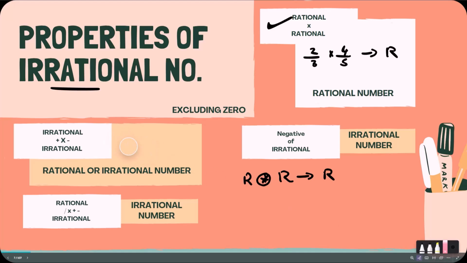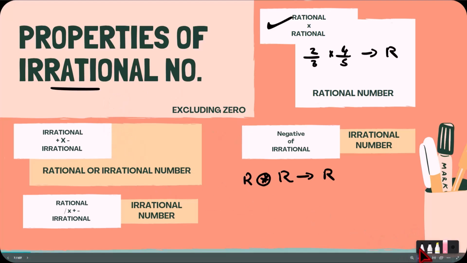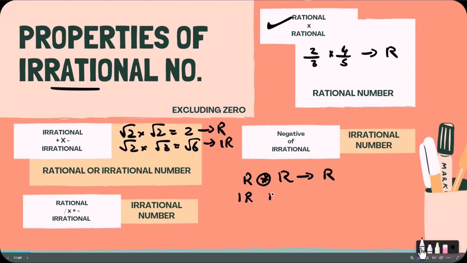So what happens if I take root 2 into root 2? It will become root of 4. What is root of 4? 2, correct? Same way, root 2 into root 3, what would I get? I'll get root 6. So the first is a rational number and this is an irrational number, so we are getting both. What can we say? If I'm using irrational with an irrational number, it can either be rational or irrational.